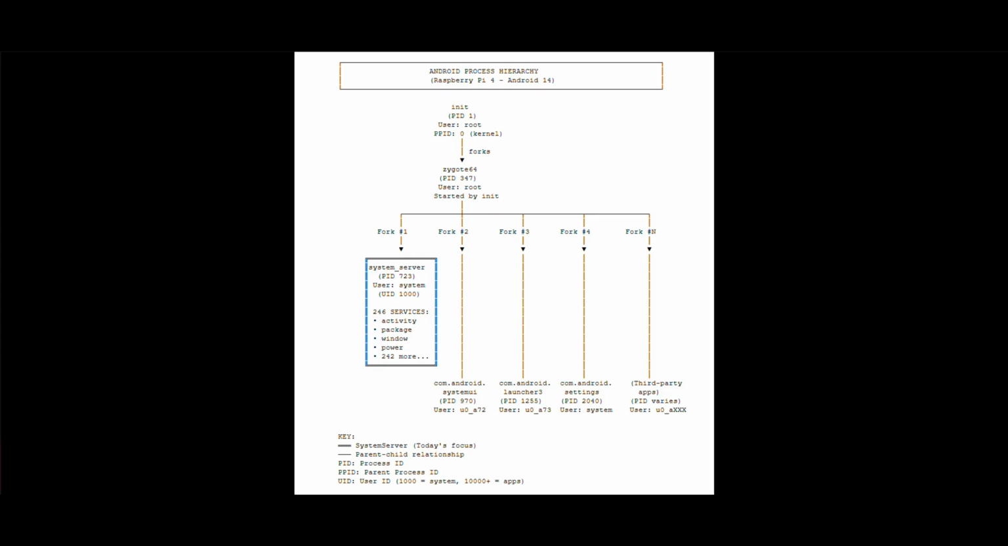Today we are answering these questions. What exactly is System Server? What does it do during boot? How does it start 246 services? How do apps talk to these services? And most importantly, let's see it all in the source code and watch it happen live on this Raspberry Pi. By the end of this episode, you will understand the process that orchestrates everything in Android. Let's start by looking at it in the running system.